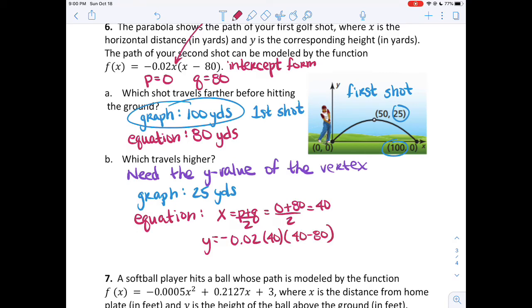If you put all of that in your calculator, you're going to come up with a value of 32. So y is equal to 32 yards, and that is my highest shot. It goes up 32 yards, even though it only went out by 80 yards. So my second shot is my highest shot.